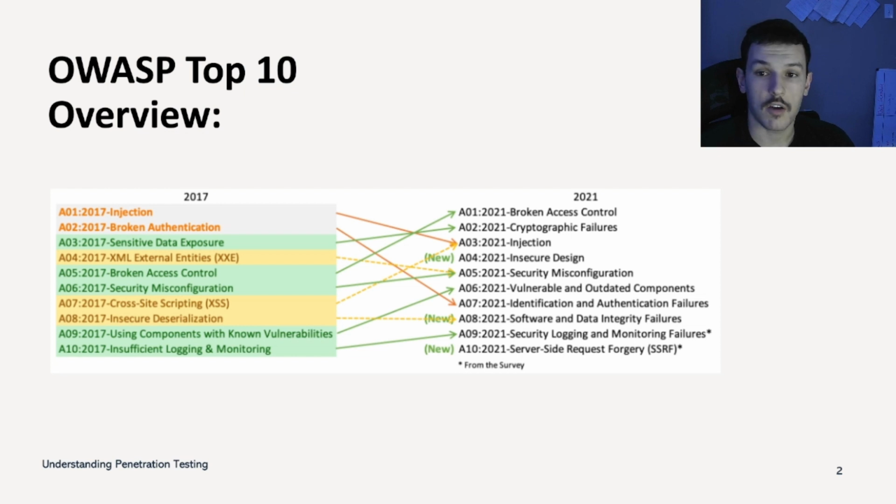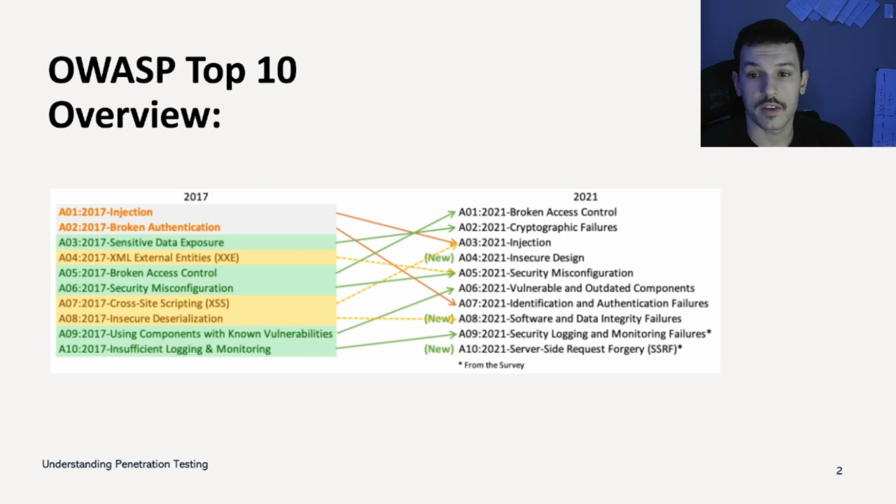Next is going to be software and data integrity failures. Now, what it is is inadequate protection of software and data against unauthorized modifications. An example would be where a hacker modifies a software package before it's installed, inserting malicious code.